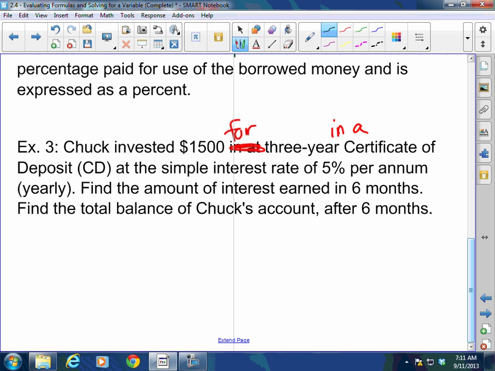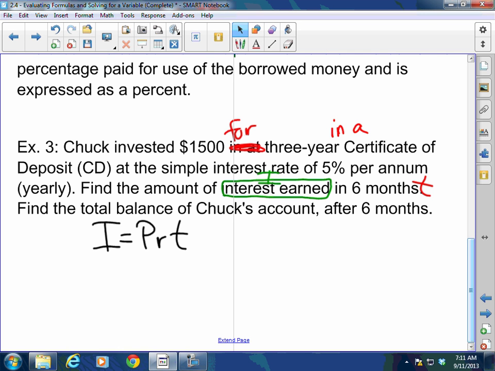Okay, well, let's use our formula. I equals P R T. What are they looking for? Find the amount of interest earned. Remember, interest earned is money, so that's my capital I. In 6 months, that's time. So that's T.